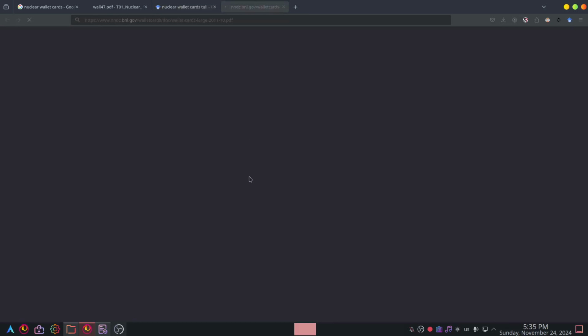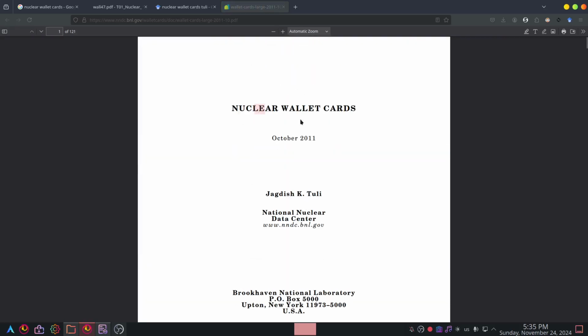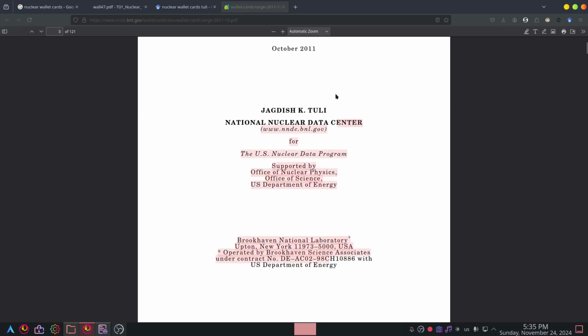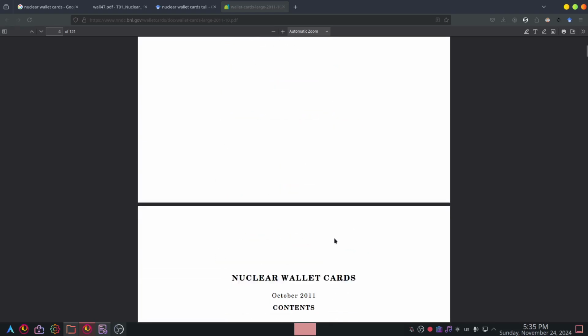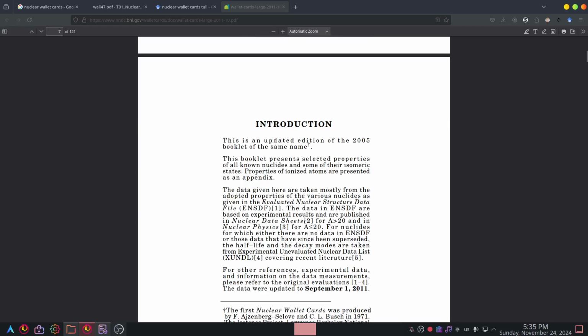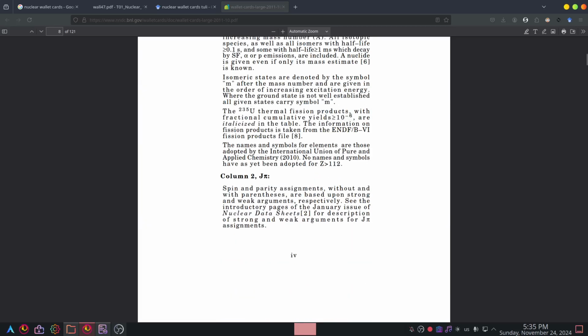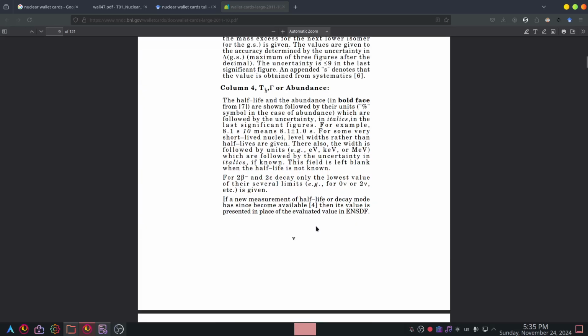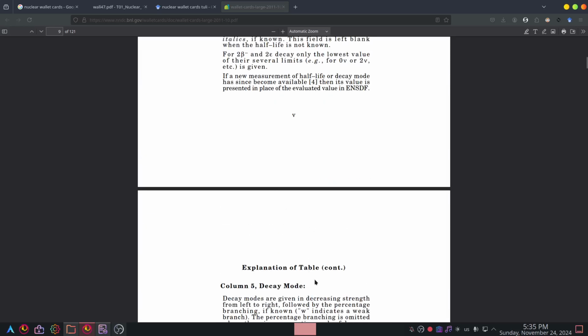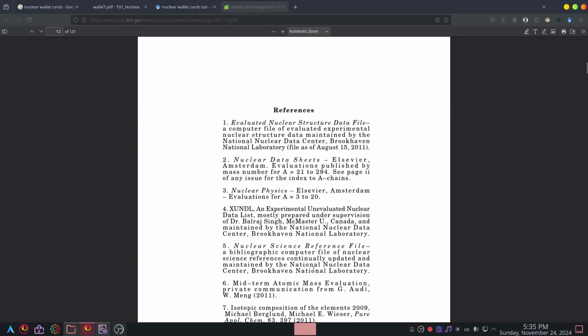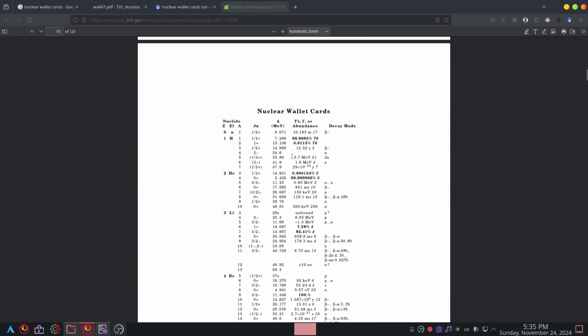You'll open up a new PDF, and this is where you will get your nuclear wallet cards. This one is October 2011, by Brookhaven National Lab. So this is a very important resource. J.K. Tuli, I'm probably not pronouncing the name right. You have a lot of information. What you generally want to do is just keep scrolling until you hit this. This is the wallet cards themselves.